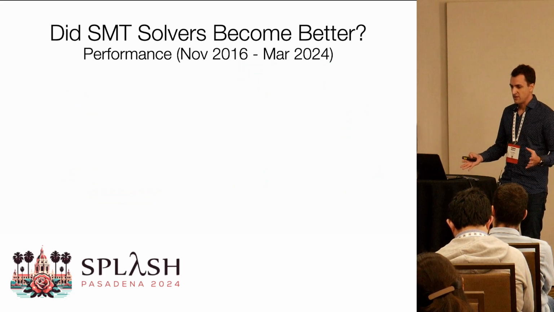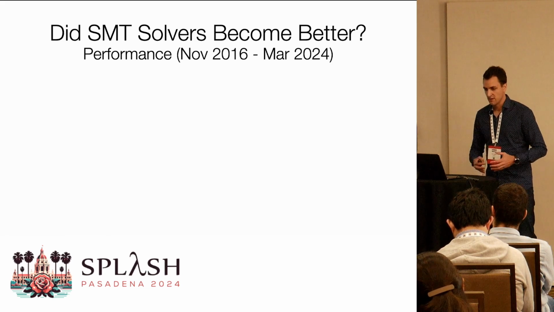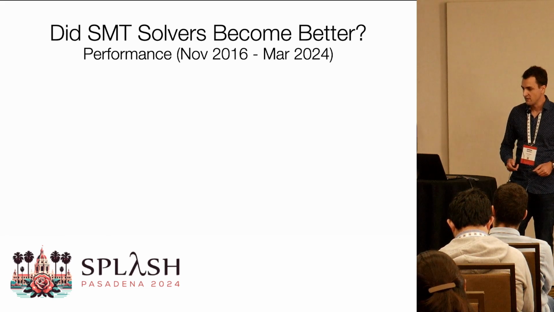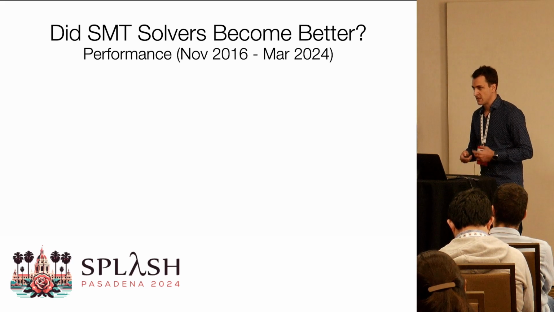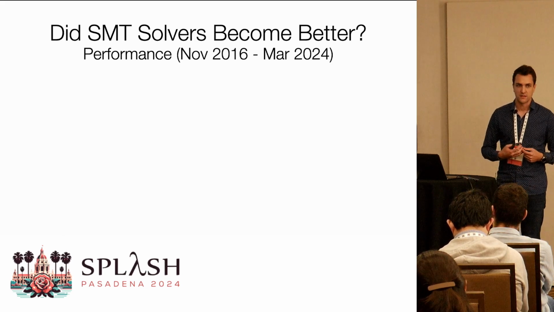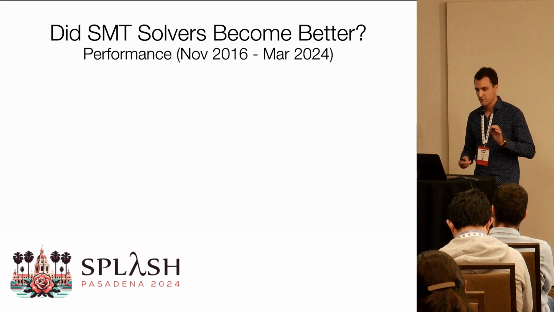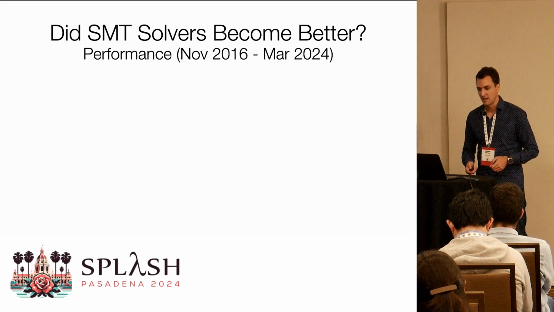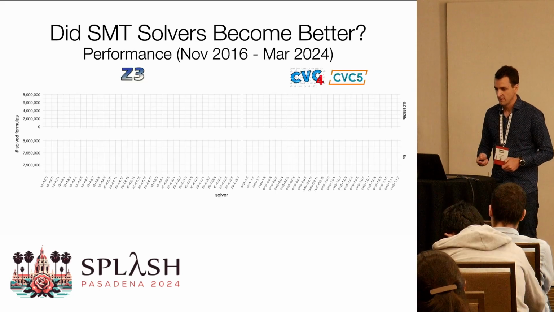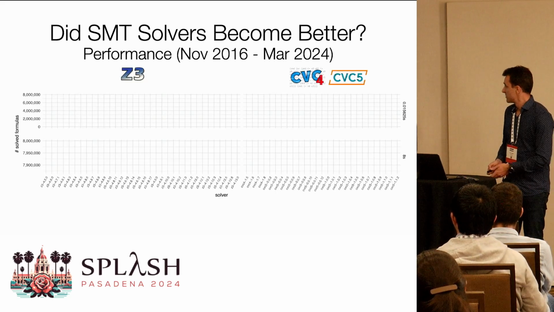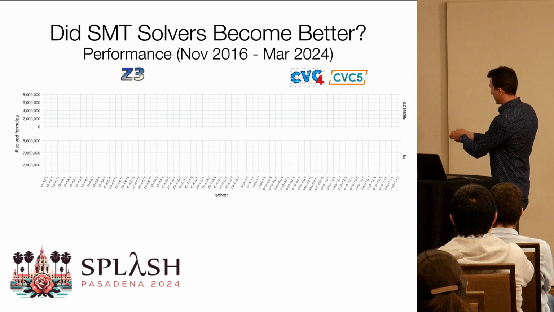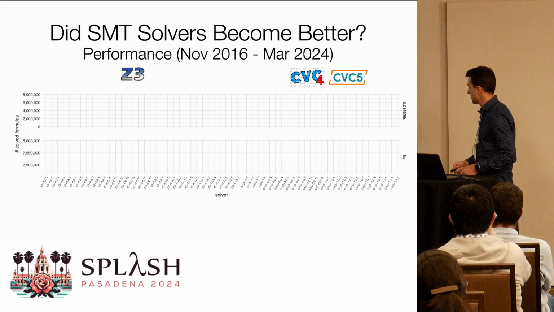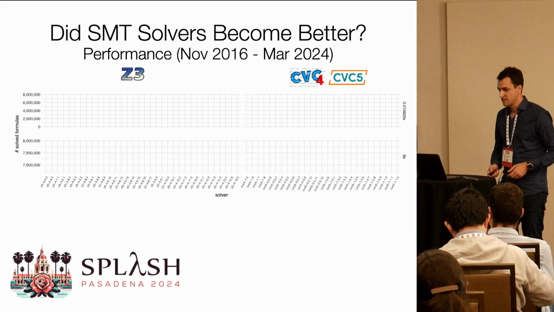Similar to the correctness experiment, we also investigated performance evolution. We did that for short timeouts to investigate aggregating effects when we have many solver calls, and long timeouts to indicate performance regressions. The first plot here is for the short timeouts. The other one is for the long timeouts.